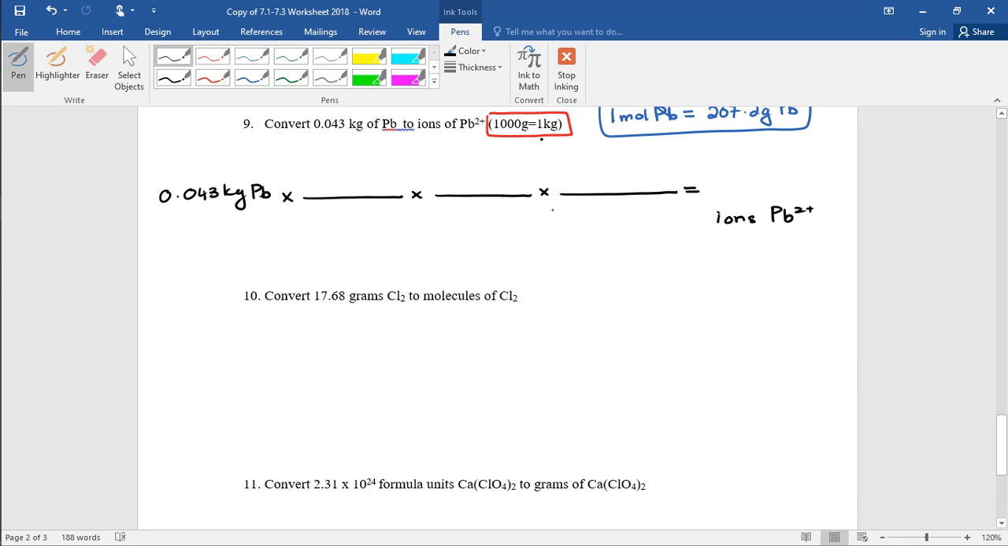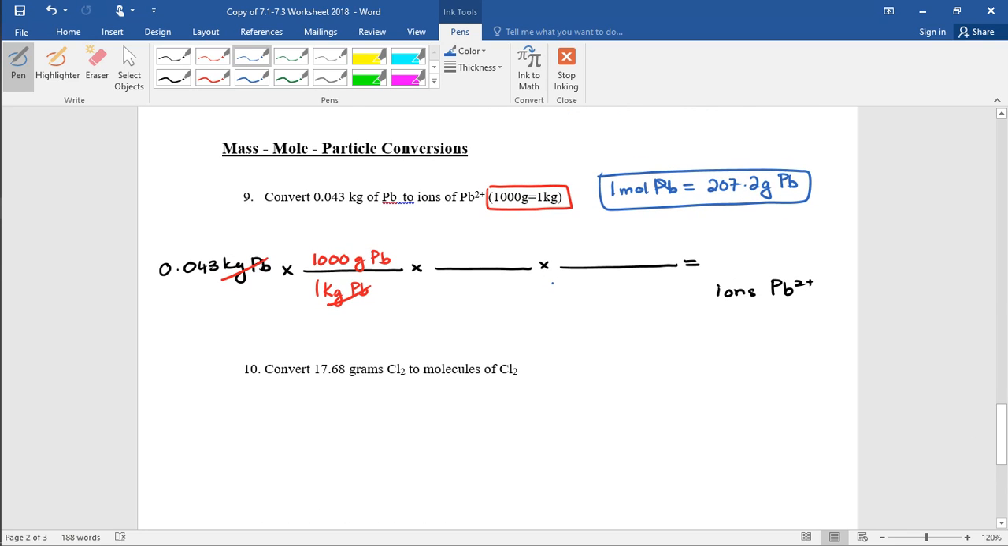So we're going to use this conversion factor right here where 1 kilogram is 1000 grams. So I'm going to put 1 kilogram on the bottom and then 1000 grams of lead on the top. So that'll cancel out my kilograms and kilograms. Then once I have grams, I have to go to moles. And in order to go to moles, I'm going to need my molar mass from the periodic table.